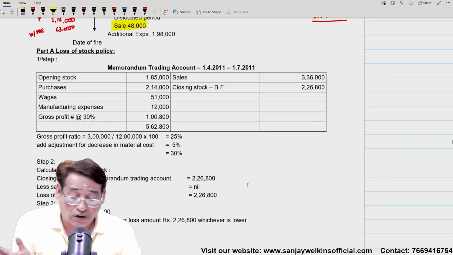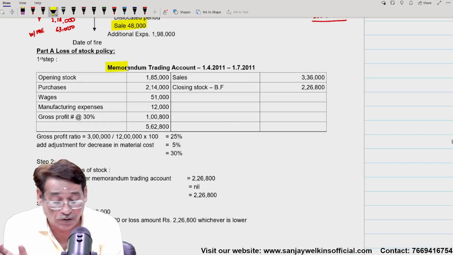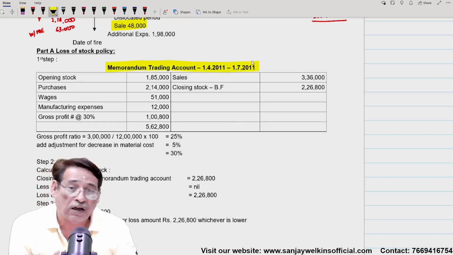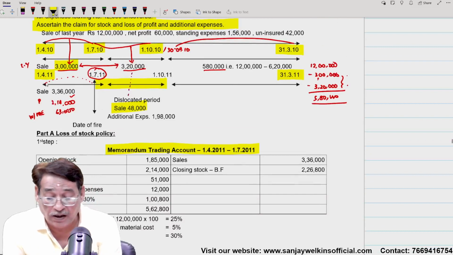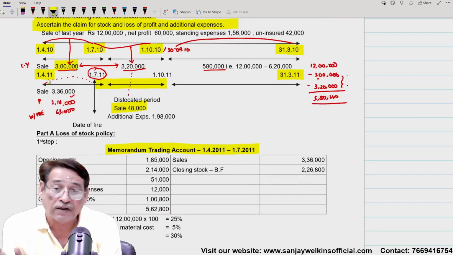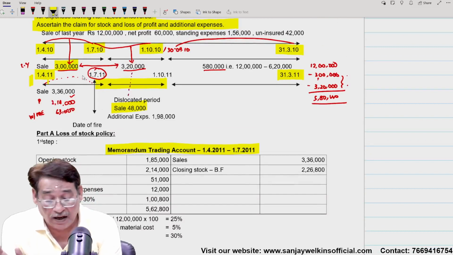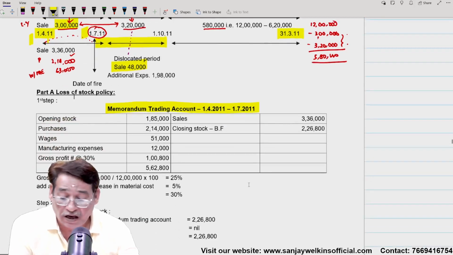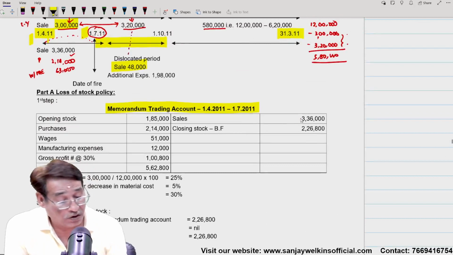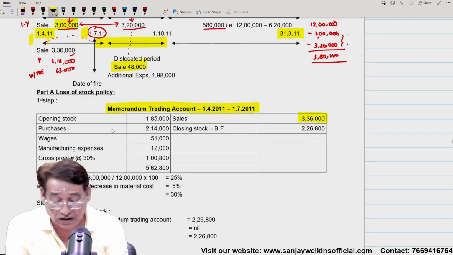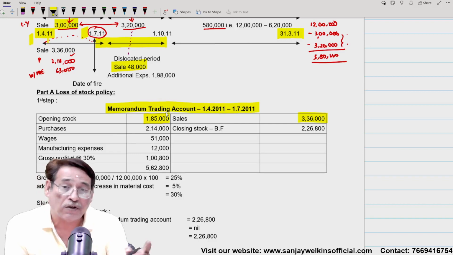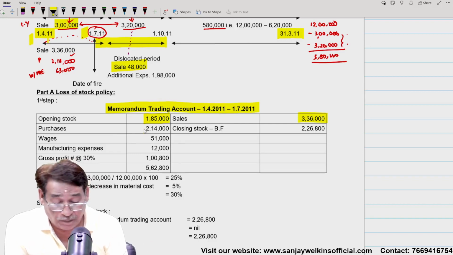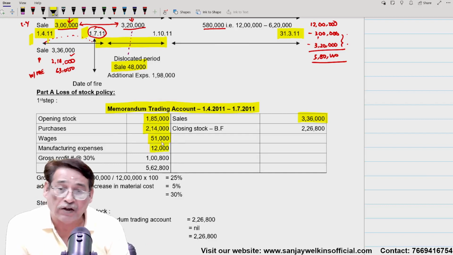Now in order to solve this question, first of all I am going to prepare the memorandum trading account in the current period. In the current period, 1/4/2011 is the starting date, correct? And this is the date of fire, 1/7/2011, first 3 months. Everything is given, I have written here. So sales in this period is 3,36,000. Last year's closing stock from trading account we can pick up, that is equal to 1,85,000. And then purchases I have written 2,14,000. Wages and manufacturing expenses are given.